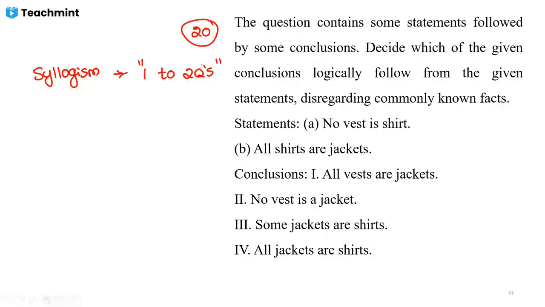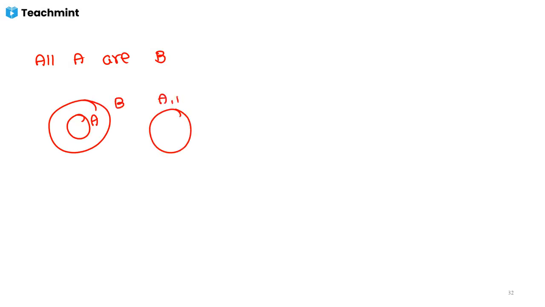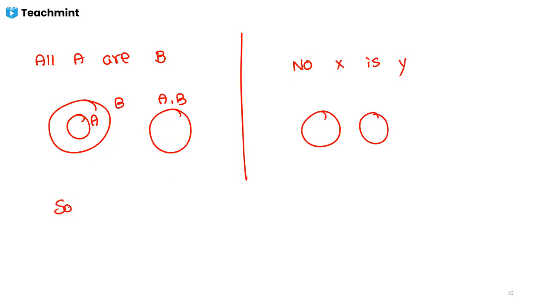So what you should do: whenever you have a statement like all A are B, you have to recall these two diagrams here. All A are B means this one and this one, both you have to recall. No X is Y means this is the diagram. And some L are M, you should know these two diagrams. These two diagrams should come into the picture.